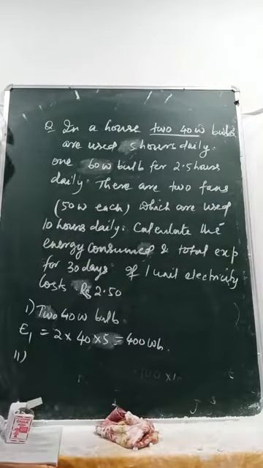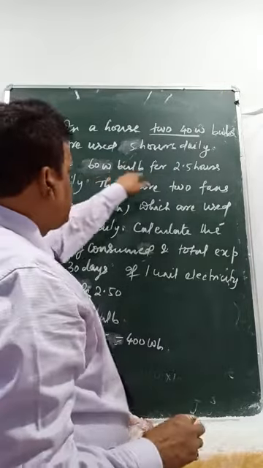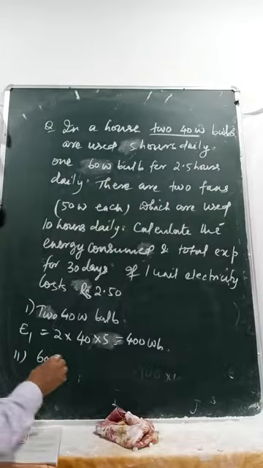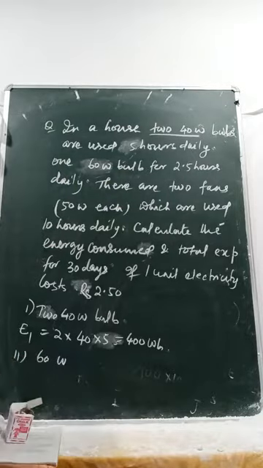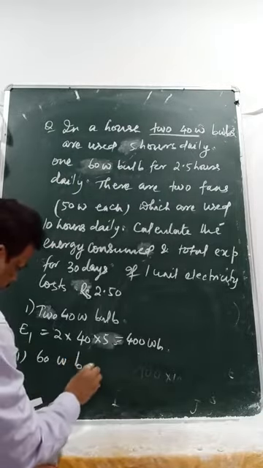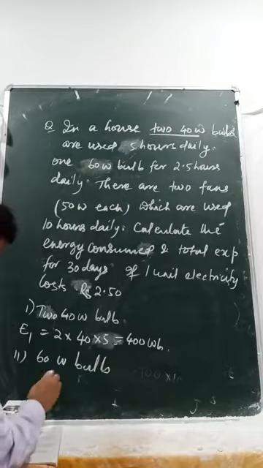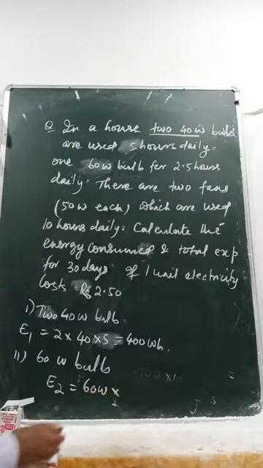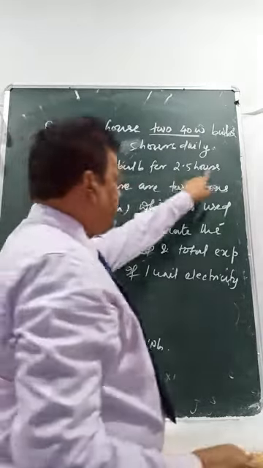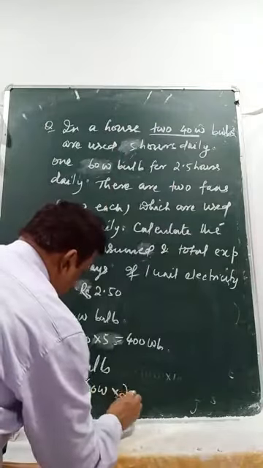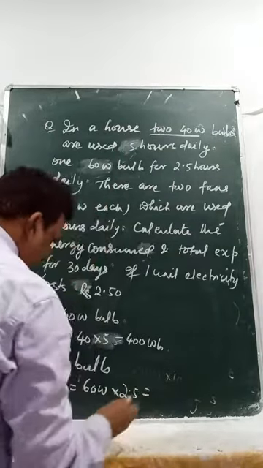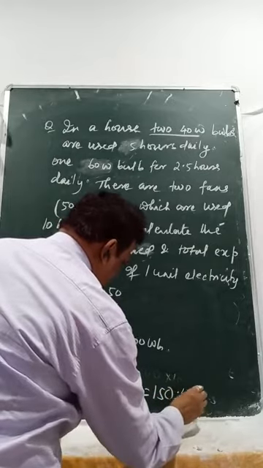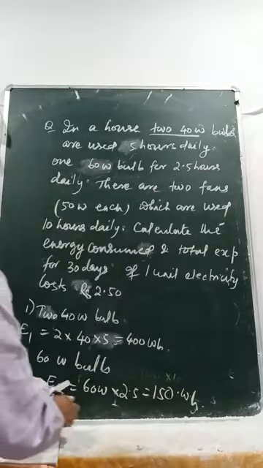Energy 2. Second, 60 watt bulb for 2.5 hours. Energy 2 is 60 watt into how many hours? 2.5 hours. 60 into 2.5, how much? 150 will come. 150 watt hour. Okay.